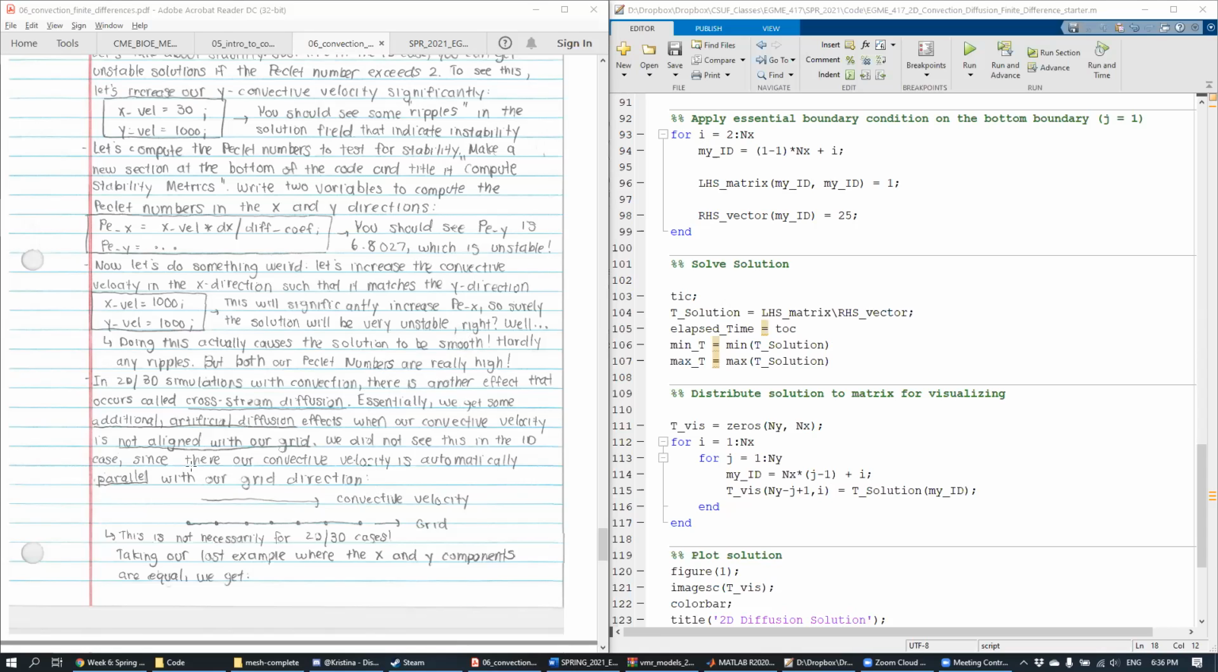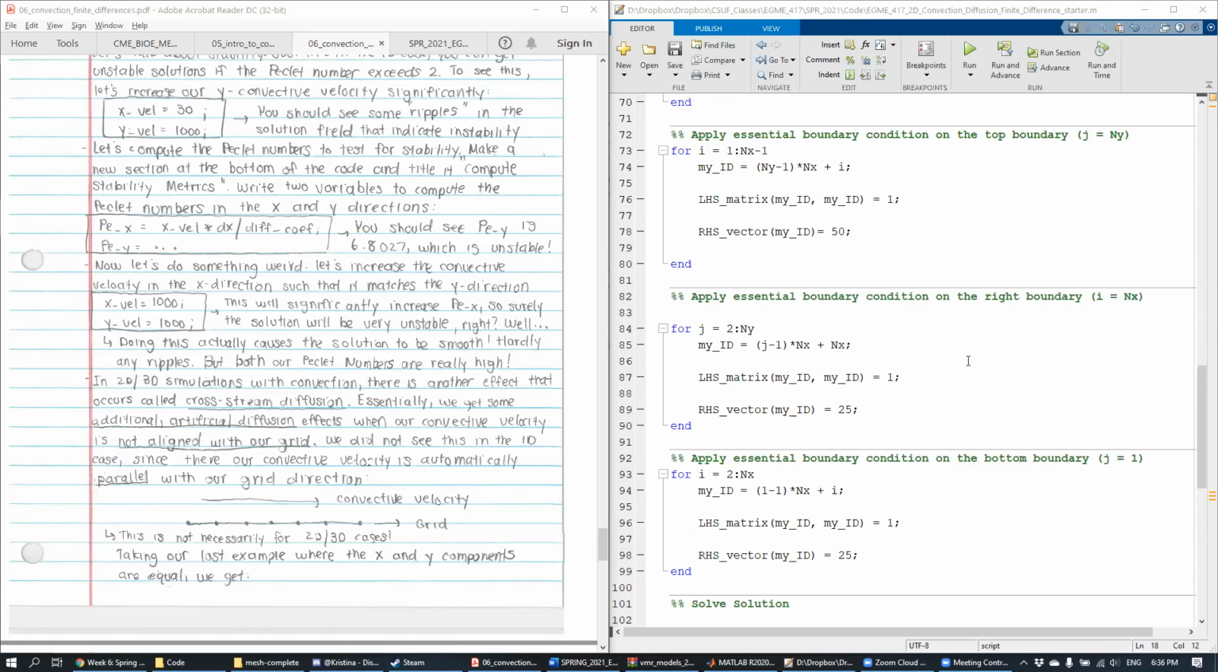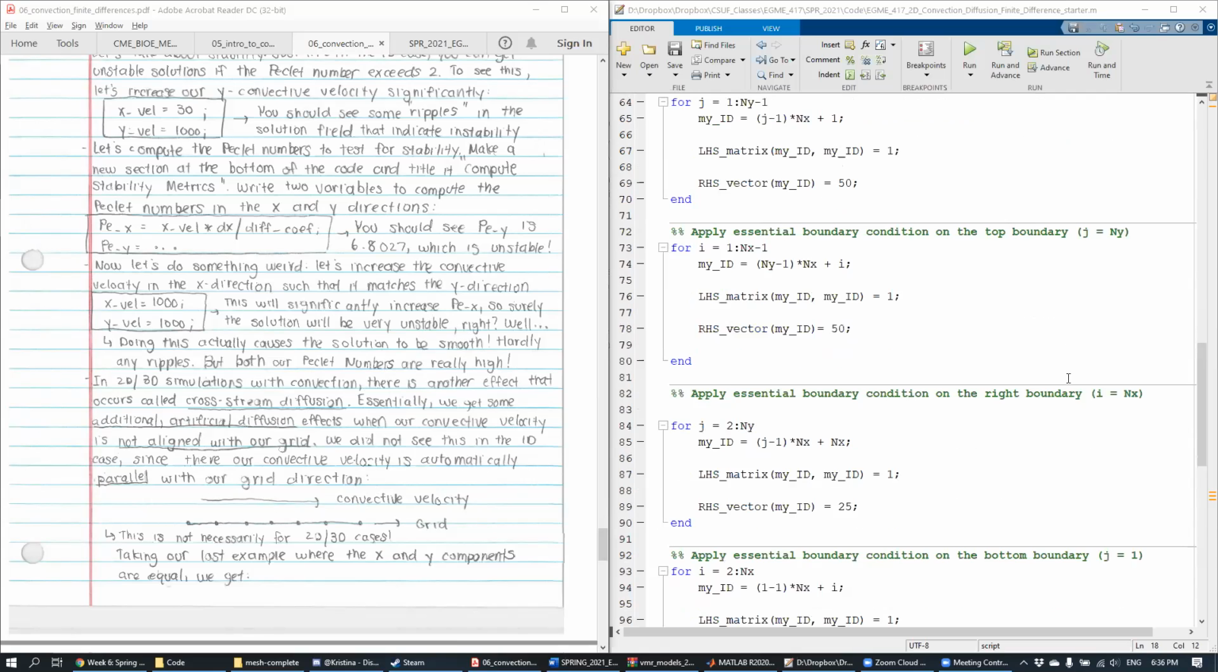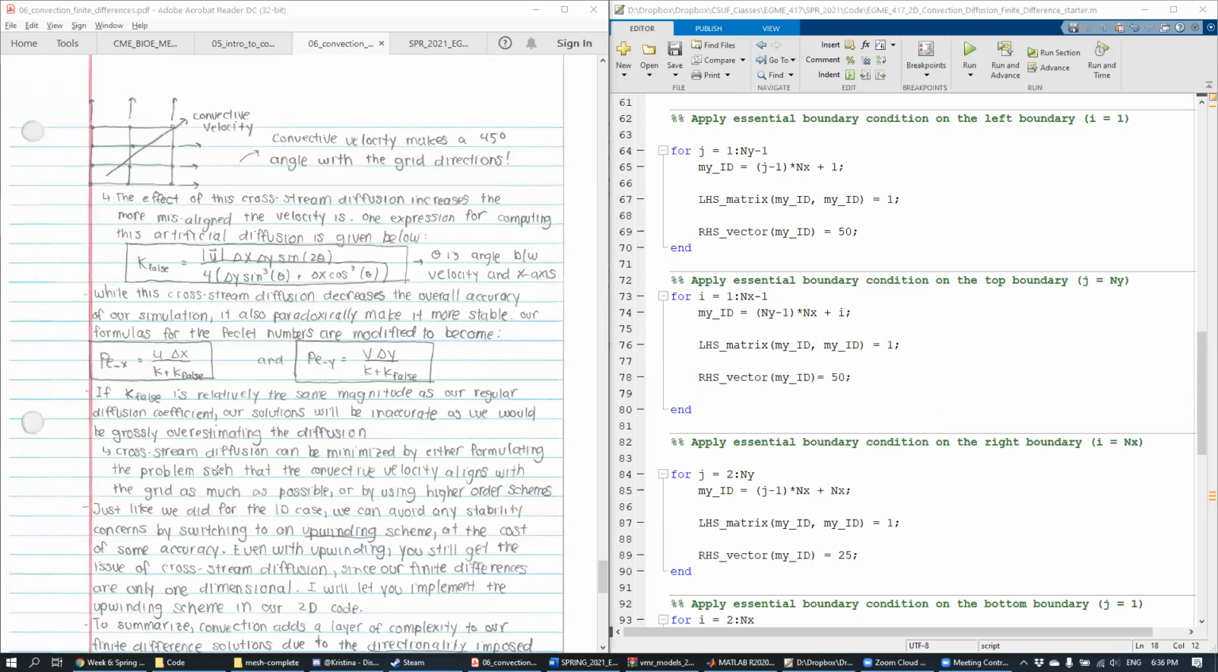Does anyone else want to see my code before I switch back to my iPad? Maybe the boundary condition code? I'll keep it here for just a couple minutes, and then we'll switch over to the iPad after that. Is everyone good with the boundary conditions? Want me to scroll down a little bit?